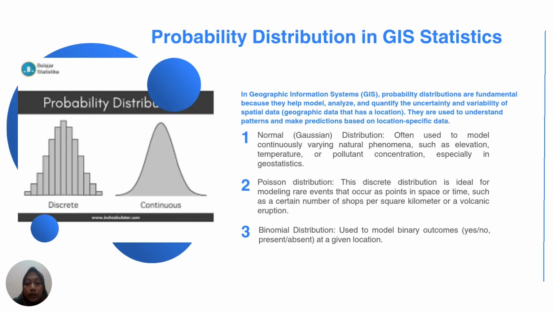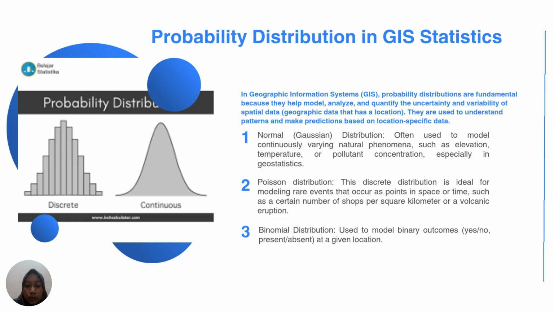Probability distribution in GIS statistics. In geographic information systems, GIS, probability distributions are fundamental because they help model, analyze, and quantify the uncertainty and variability of spatial data. Geographic data has location. They are used to understand patterns and make predictions based on location-specific data.